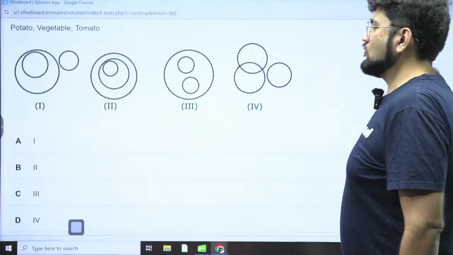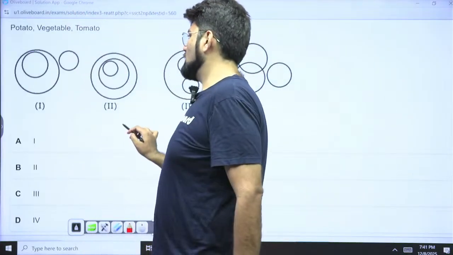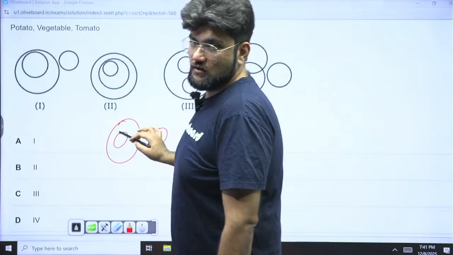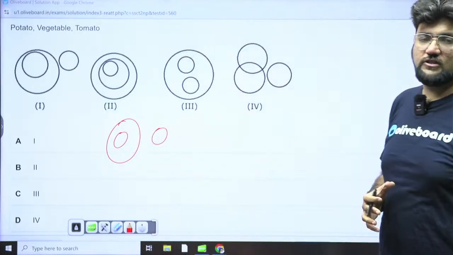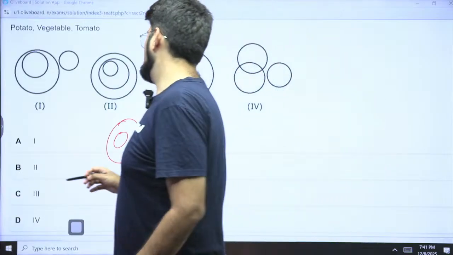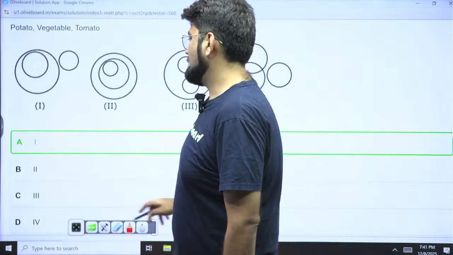Potato, vegetable, tomato. It's a universal truth by now. I think everybody understands: all potatoes are vegetables. Tomato is not a vegetable, guys. Tomato is a fruit. Why is it a fruit? It is a 9th standard biology concept, something related to the presence and absence of seeds. So I think the first one is the correct answer. Option A is the right one.